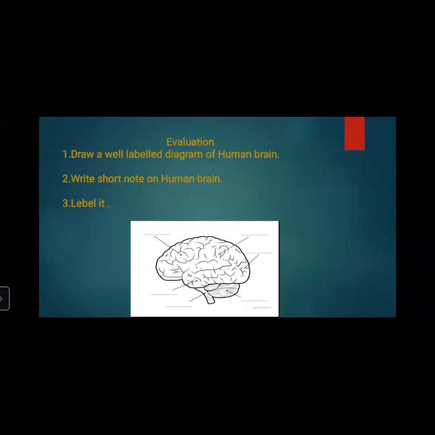These are the questions for homework. Draw a well-labeled diagram of the human brain. You can see this beautiful picture on page number 171, and make it and submit it. And then write a short note on the human brain. You need to write all the things and you need to label the given diagram.